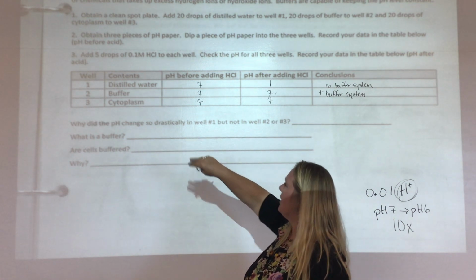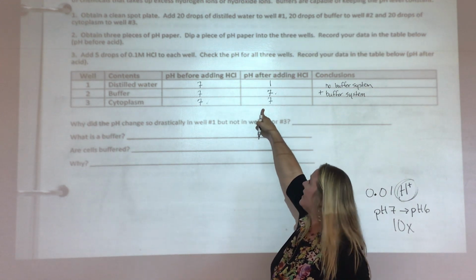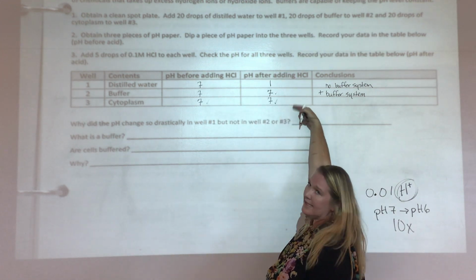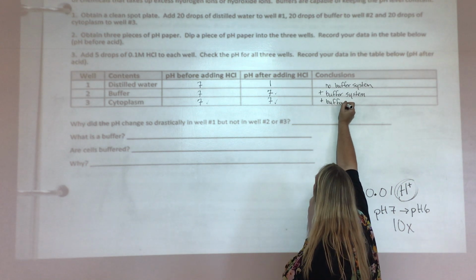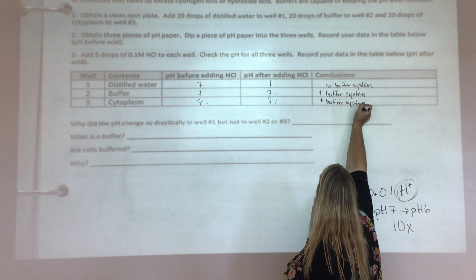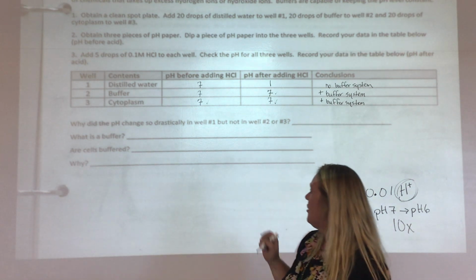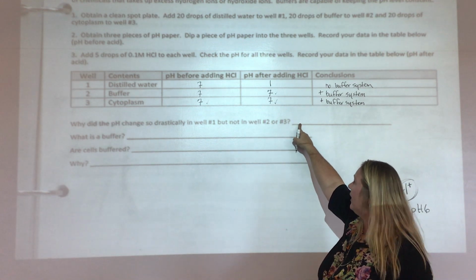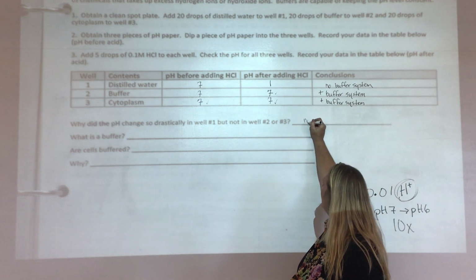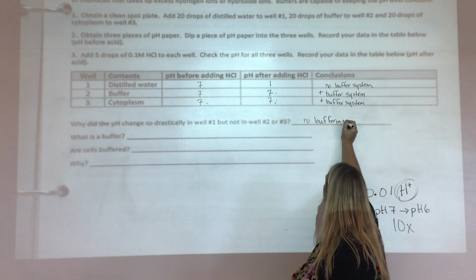The third one is the cytoplasm. It started at 7. We added hydrochloric acid. It stayed at 7. The same result here. It also is positive for having a buffer system. Why did the pH change so dramatically in well number 1 but not in well number 2 and 3? Well, because it's no buffer system. It has no buffering ability.